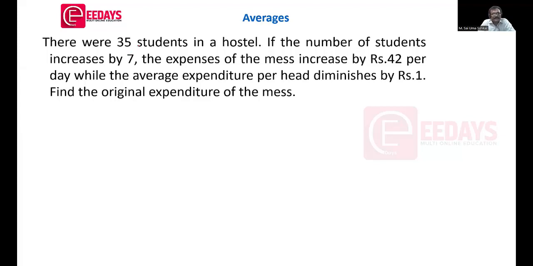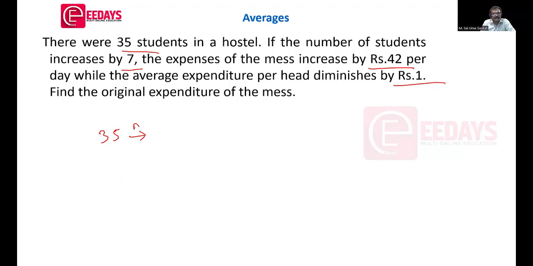There were 35 students in a hostel. If the number of students is increased by 7, the expense of the mess is increased by 42, while the average expenditure per head diminishes by 1 rupee. Find the original expenditure of the mess. Here, 35 students.